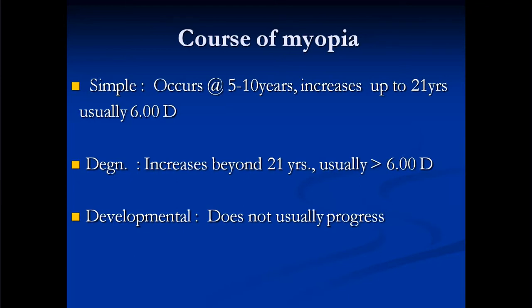Then in degenerative myopia, the progression will be even beyond 21 years, and usually the refractive error will be more than 6 diopters. Then developmental myopia is there, wherein there won't be any progress.